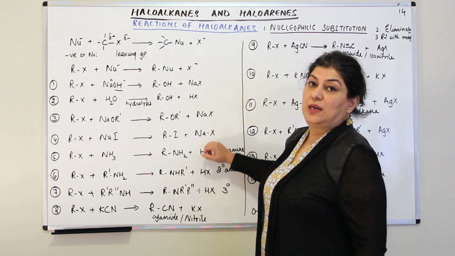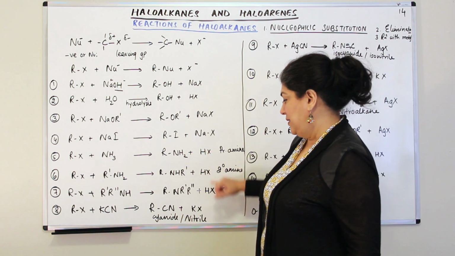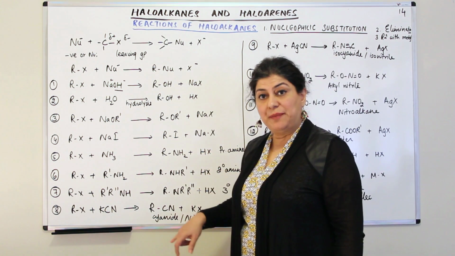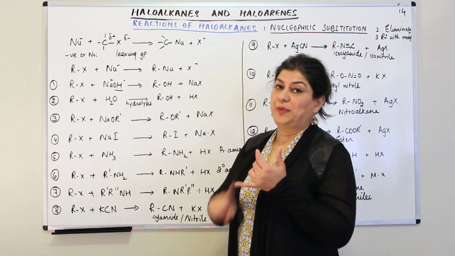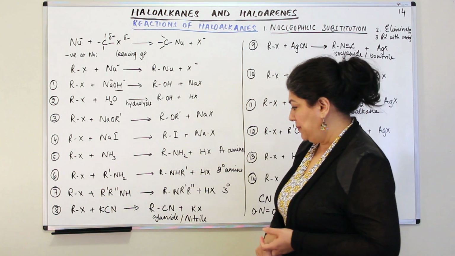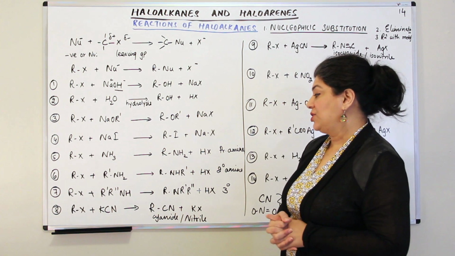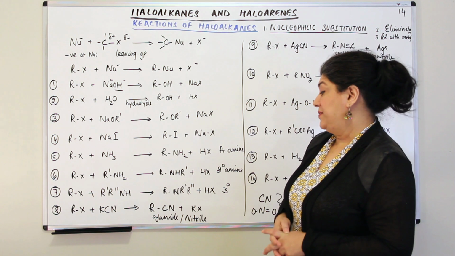So the Hofmann's ammonolysis, this is a very interesting reaction because it takes place in 3 steps, and it gives you all 3 amines. It gives you the primary, secondary, and tertiary amine. In the next reaction, this again is a very interesting reaction.